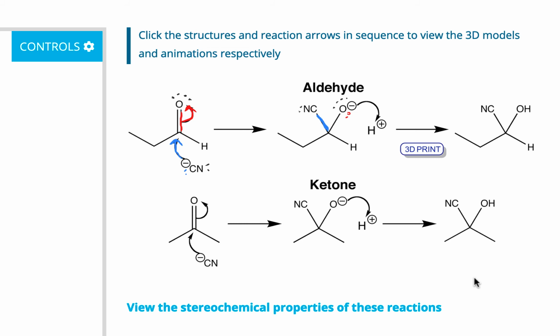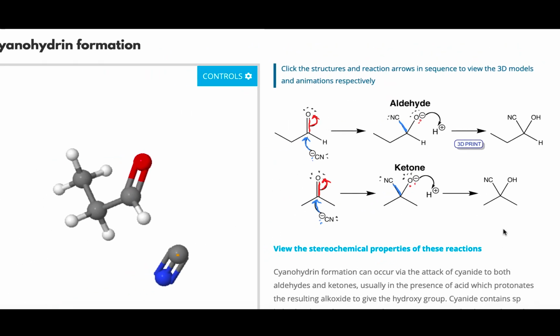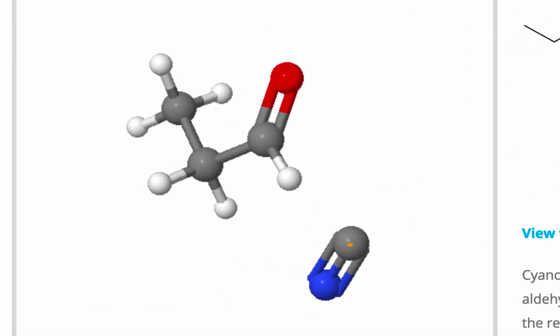Let's do the second one now. I'm adding in the lone pairs. The lone pair on the CN comes to form a carbon-carbon bond in blue. Then the carbon-oxygen pi electrons come up to form a lone pair on the oxygen. Now that we've gone through the mechanism, let's look at the animation.